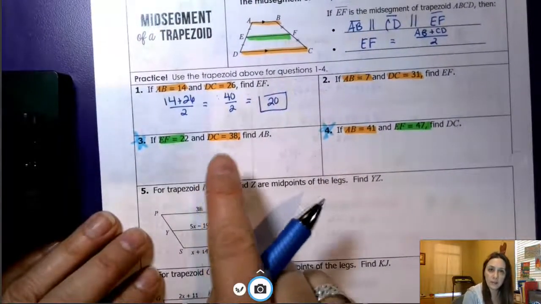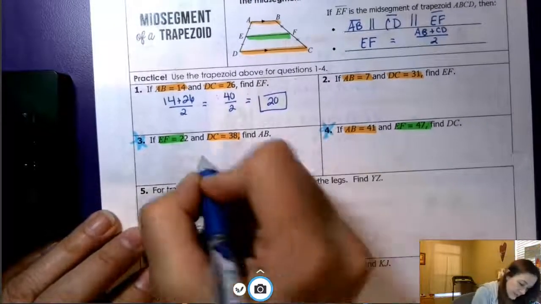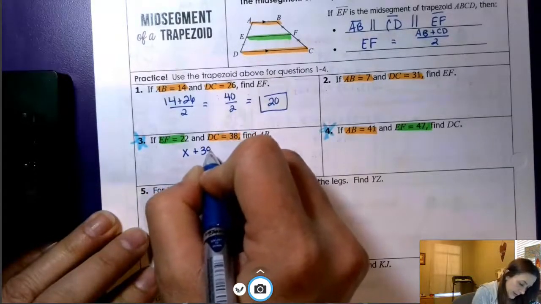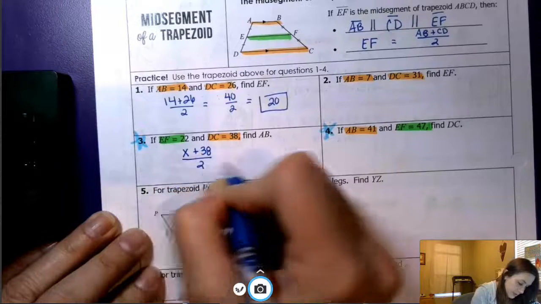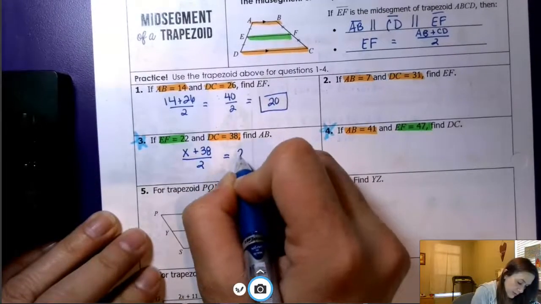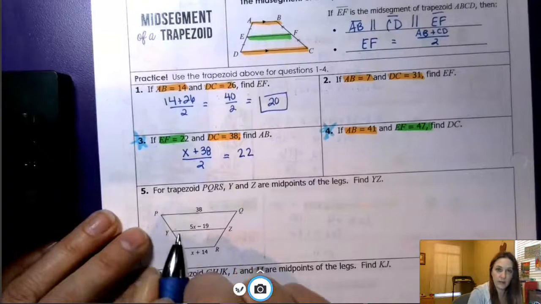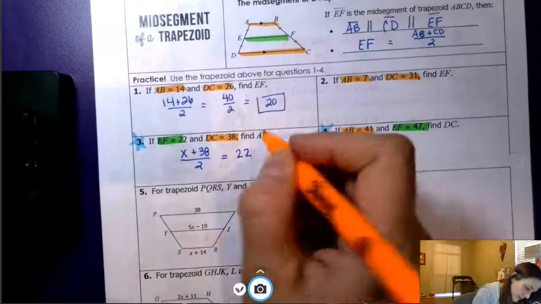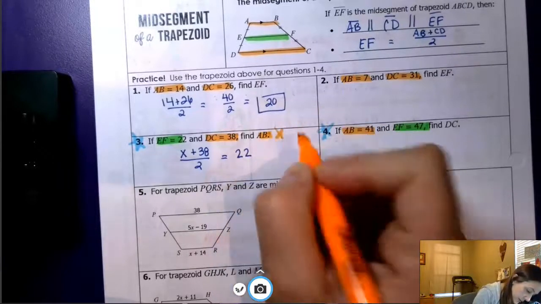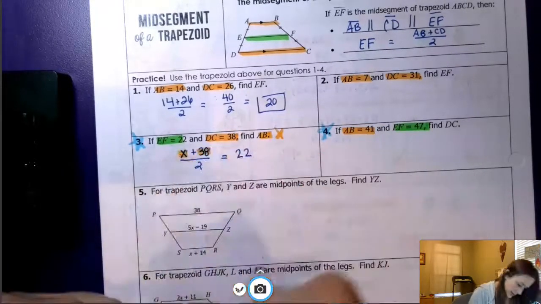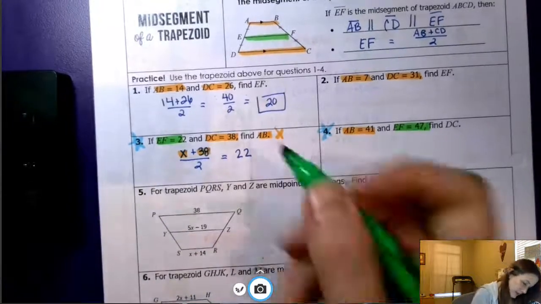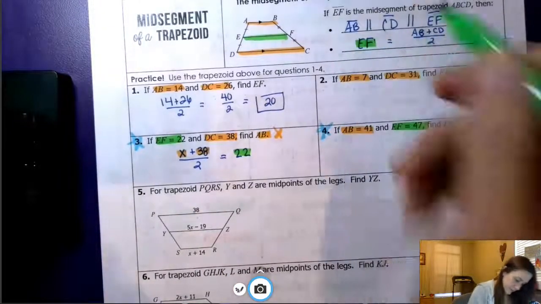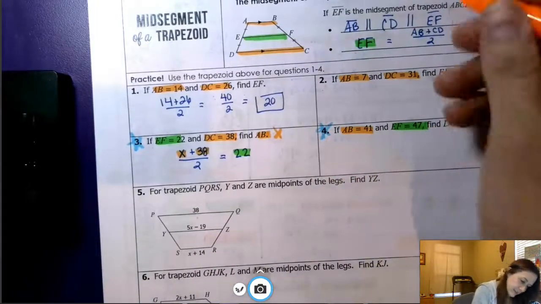Now this one's going to be a little bit backwards. AB is my question, so I'm going to put an X here. Plus 38, if I divide it by 2, it would be equal to 22. So you add the 2, that's your AB, which is your variable. So this and 38, divide by 2, equals this. Color coded also, you kind of see where it's coming.